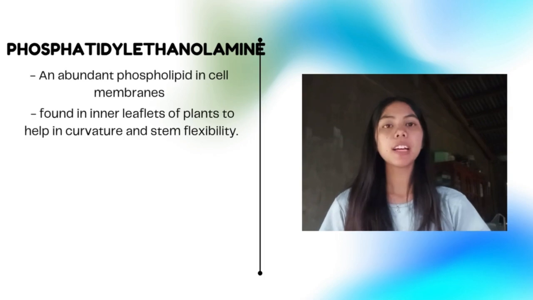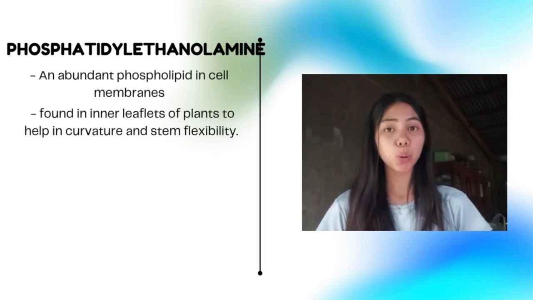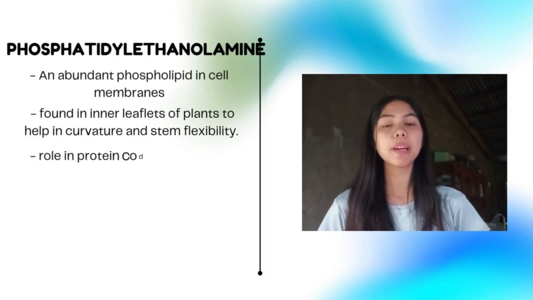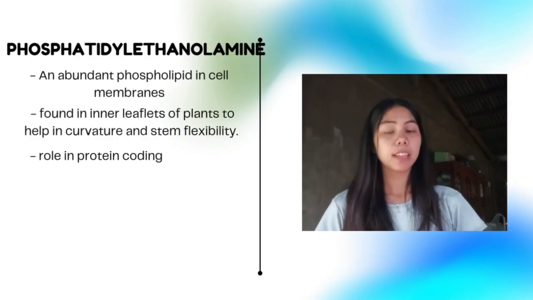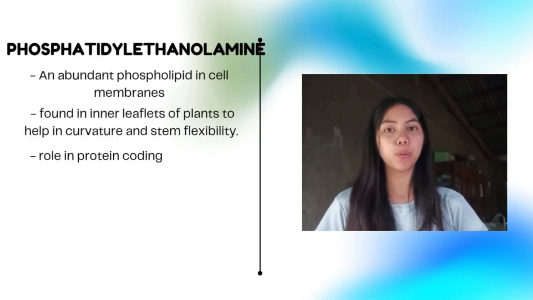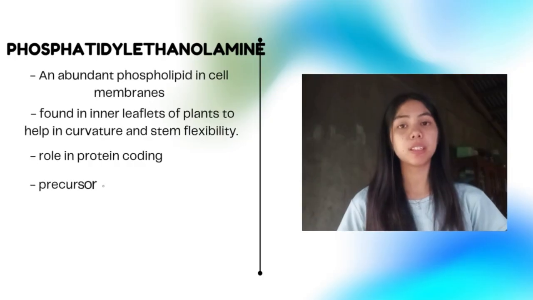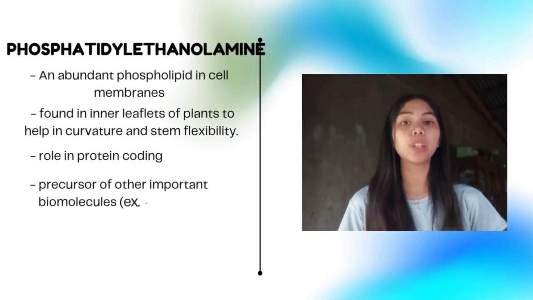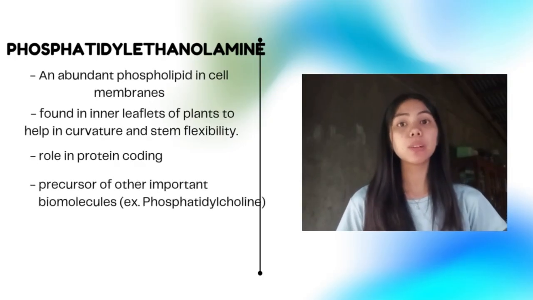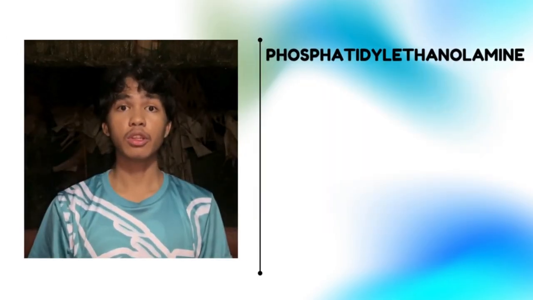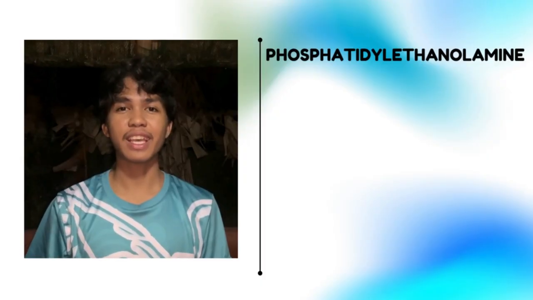Another notable property is its role in protein folding and membrane-bound enzyme activity, as it helps stabilize membrane proteins. It also acts as a precursor for the synthesis of other important biomolecules, including phosphatidylcholine through the methylation pathway in the liver. Phosphatidylethanolamine is naturally synthesized in cells.